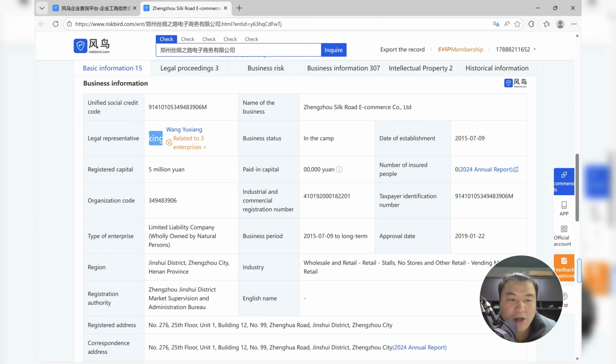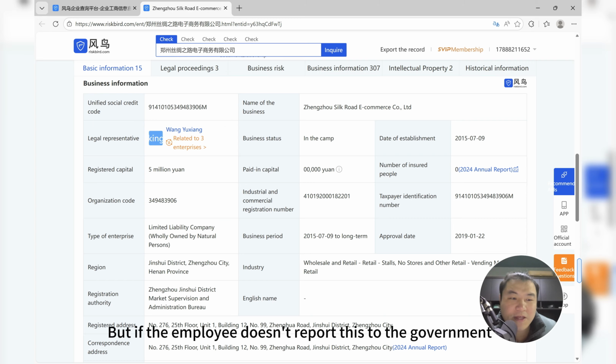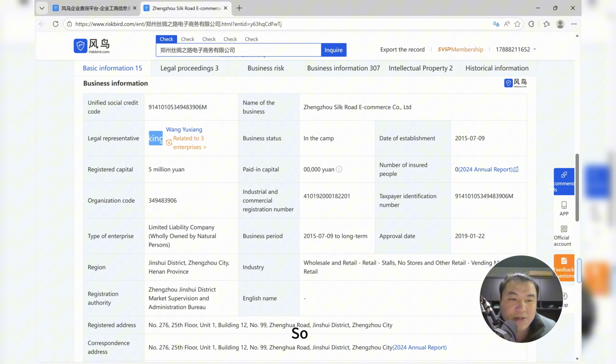So all employees think, okay, if the company doesn't pay for the insurance for me, it's okay, and it's normal. Actually, it's not normal, and it's illegal. But if the employee doesn't report this to the government, they will not punish the company. So this is very, very common, but I don't want to comment too much.